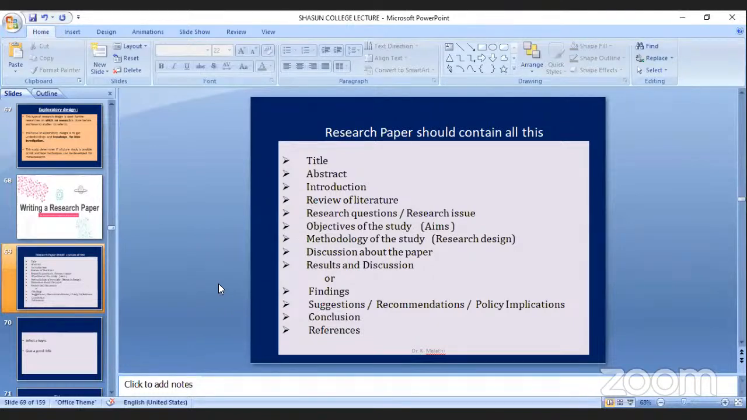So your research paper, if you want to publish it as an article in a journal, must have all this: title, abstract, introduction, review of literature, research question, otherwise called a research issue, objectives, otherwise called the aims of your study, then research design, which is nothing but your methodology, discussion, findings, suggestions, conclusion, and the references.